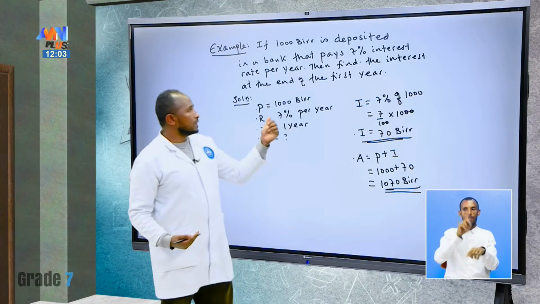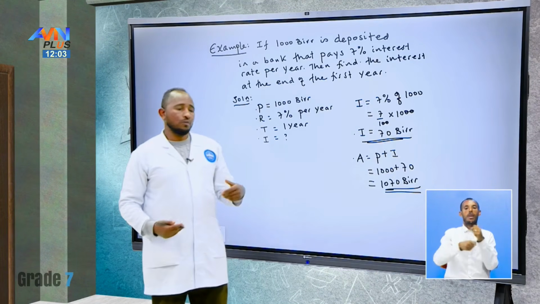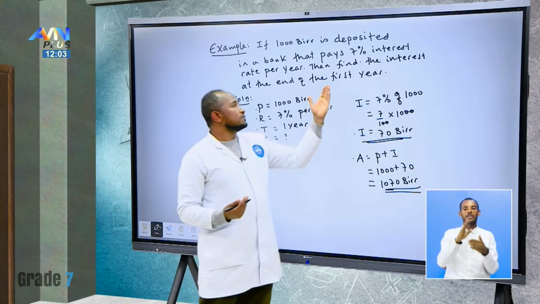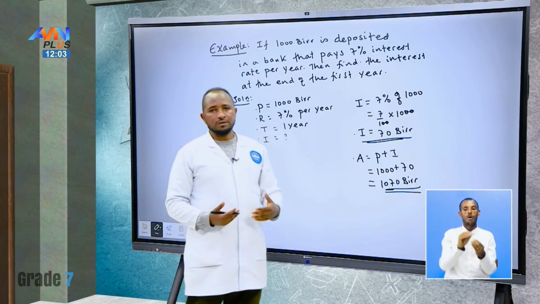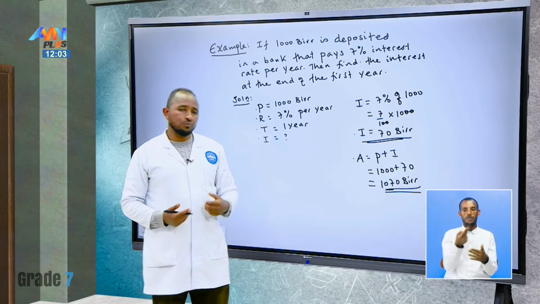So now we will proceed to how to calculate simple interest for certain lengths of time. Here we just calculated for 1 year. What will be the interest if the length of time is 3 years or more? And what will be the formula to calculate the simple interest? We'll proceed to that.